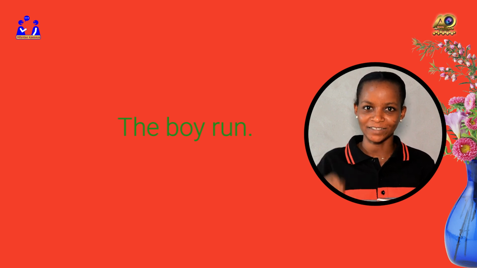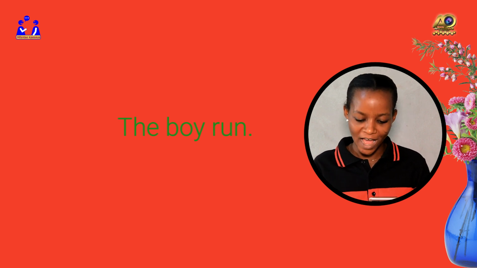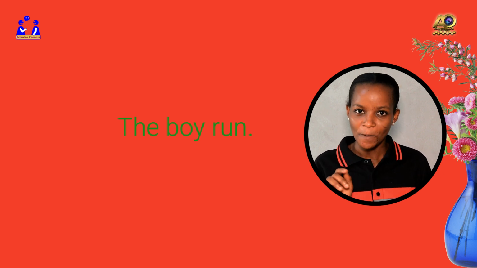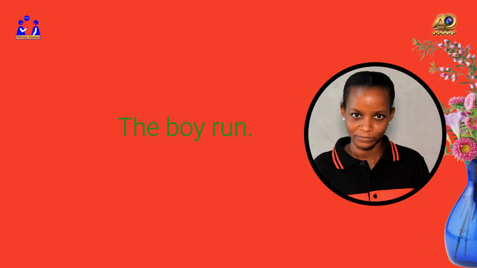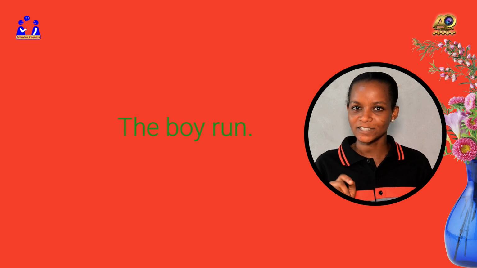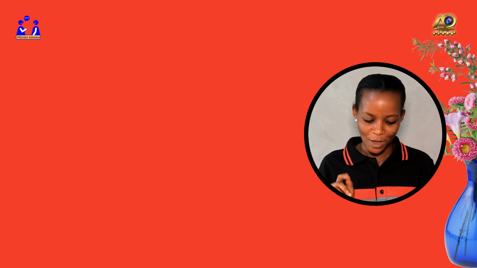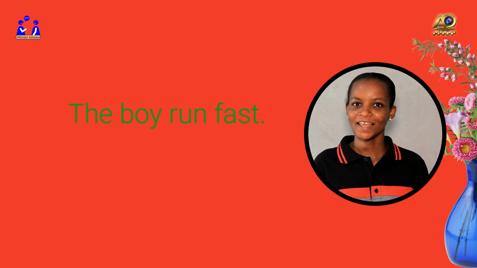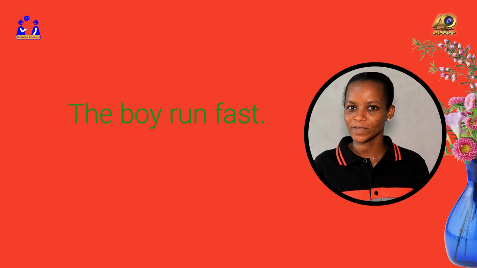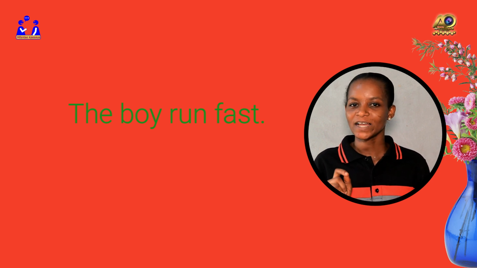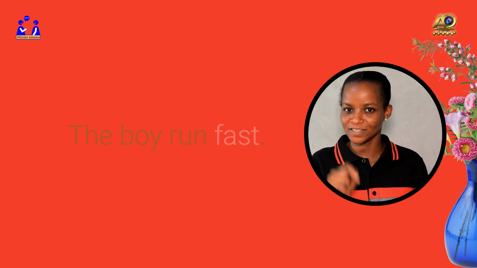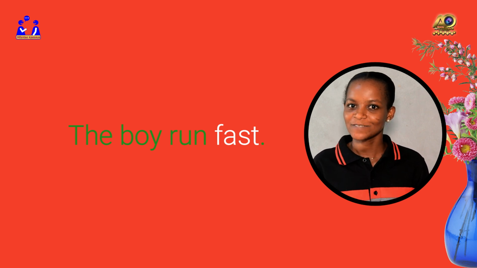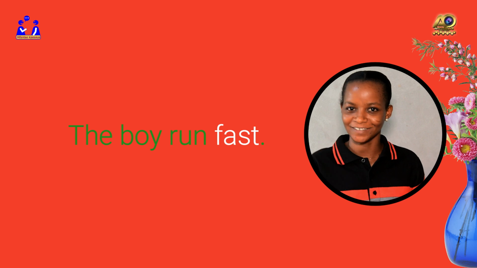The boy ran. We are not told how the boy ran. We can only know by adding an adverb. So, let's take fast. The boy ran fast. So, let's identify the adverb in the sentence. We can clearly see that fast is the adverb in the sentence because it's modifying how the boy ran.